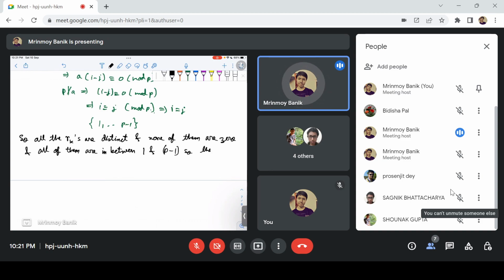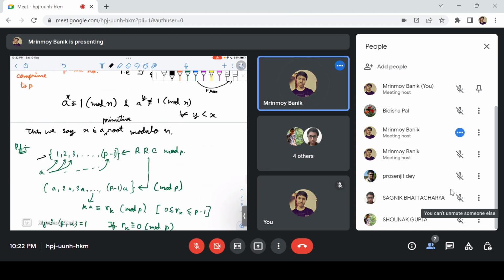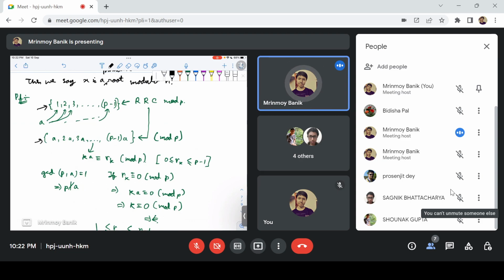So the only possibility is this set 1, 2, 3 up till P minus 1. There are exactly P minus 1 numbers, all of them are distinct and none of them are 0. And we know what that set is. That set is the reduced residue class of P, the one that we just started with. So this set and this set are equal. Proved.